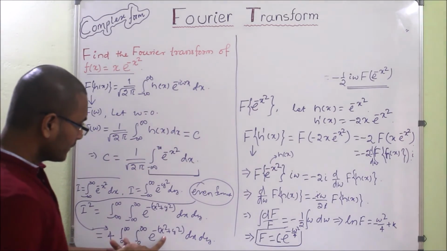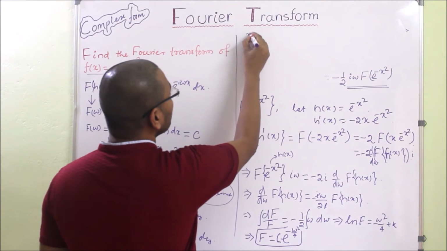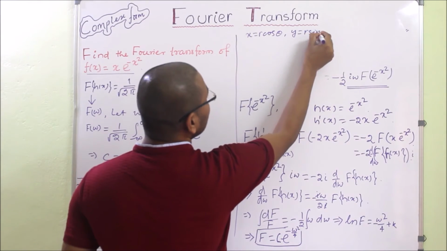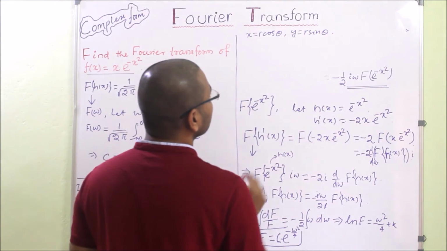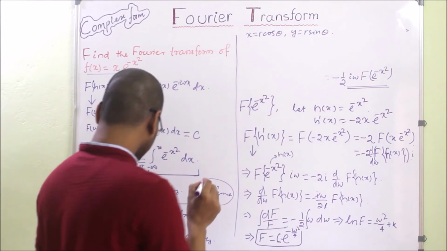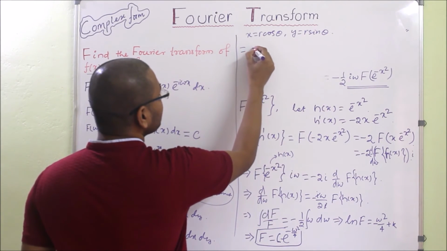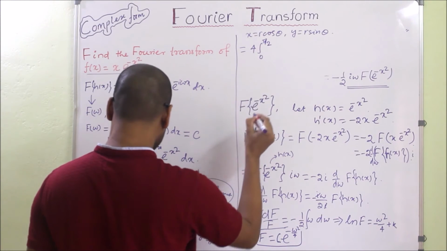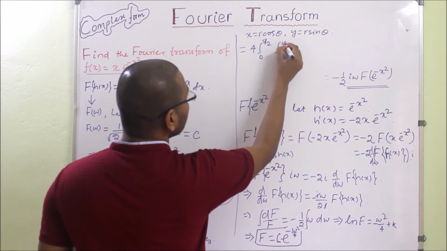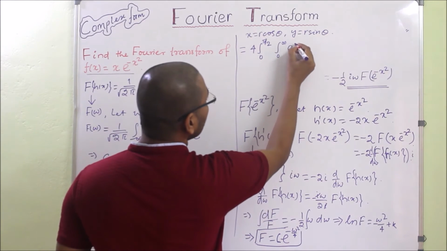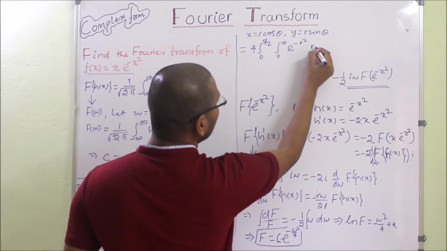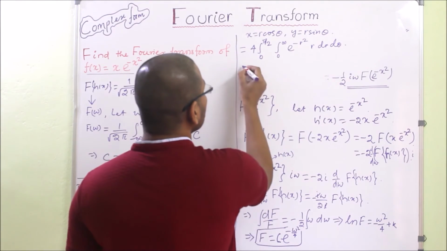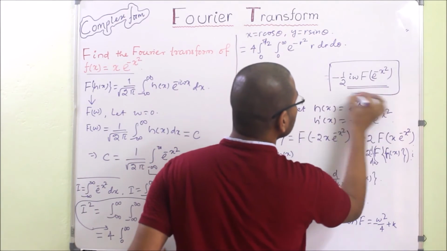Now we have to apply the polar form. Polar form means we have to take x equal to r cos theta, y equal to r sin theta. If I take these, then we will get this integration as 4 into 0 to pi by 2, then 0 to infinity e to the power minus r square r dr d theta. Clear?